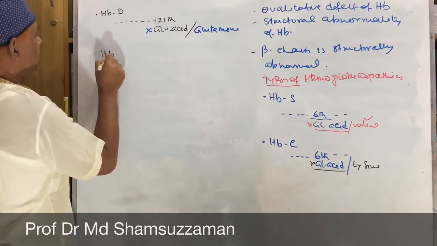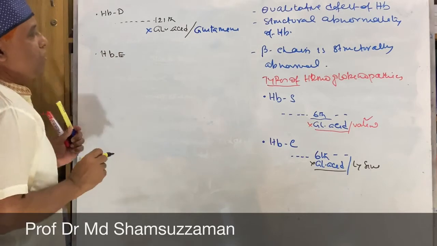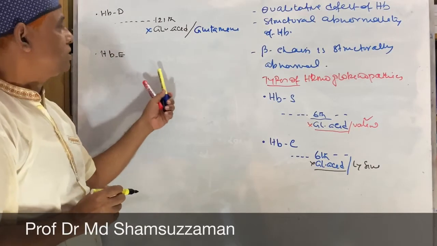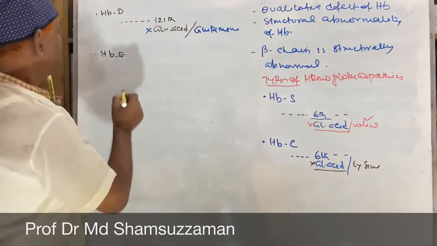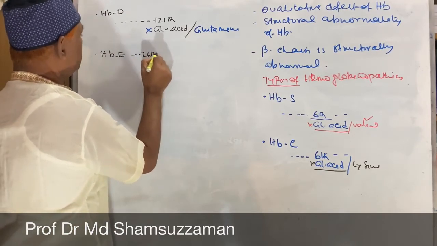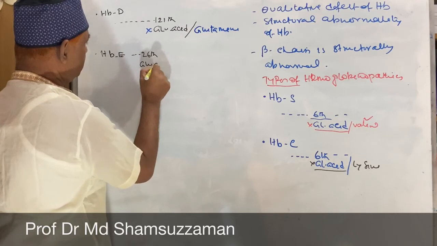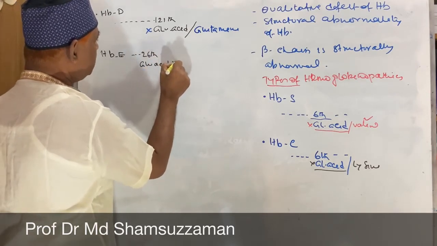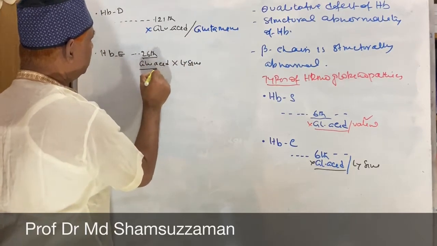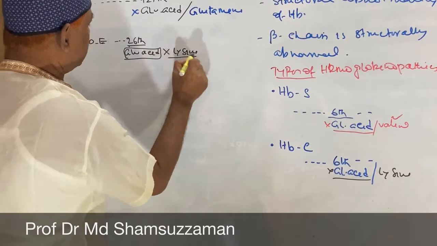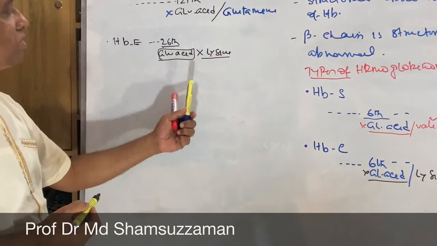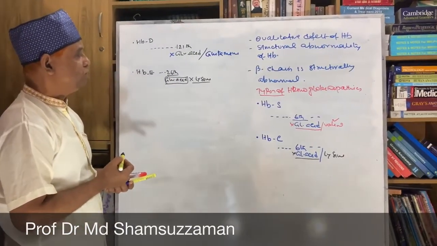Hemoglobin E. What structural defect occurs in the beta chain to become hemoglobin E? In the 26th position of the polypeptide chain, the amino acid present is glutamic acid, and if this glutamic acid is replaced by lysine, then that hemoglobin is called hemoglobin E. So these are the four structurally abnormal hemoglobins, that is, hemoglobinopathies.